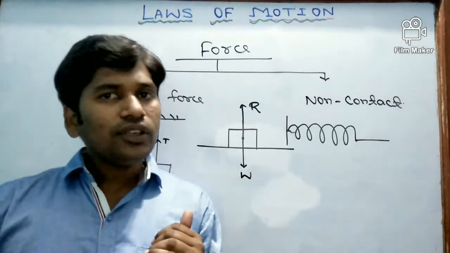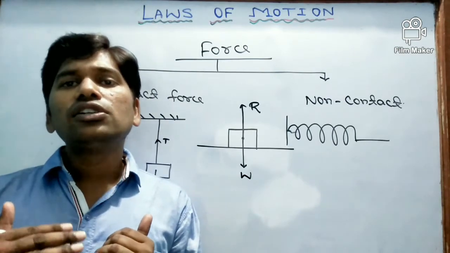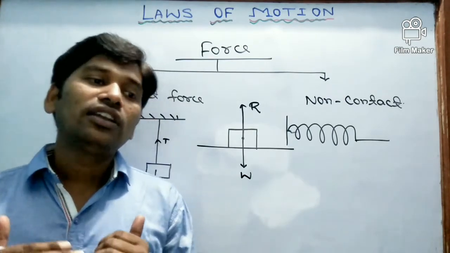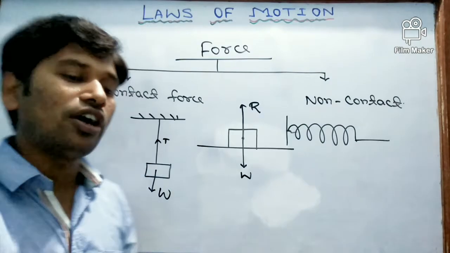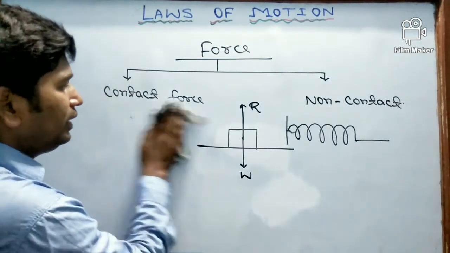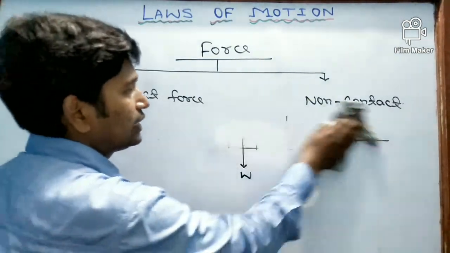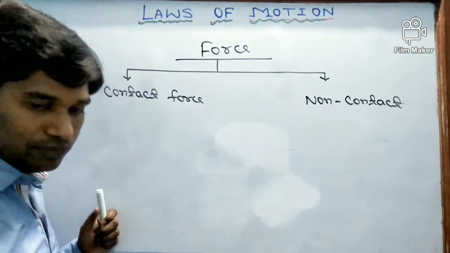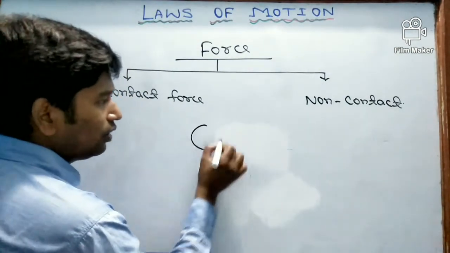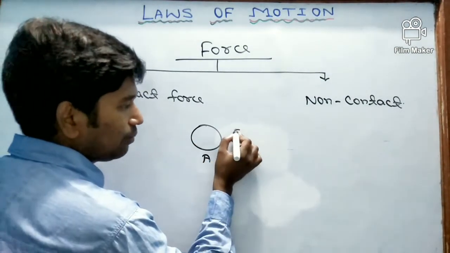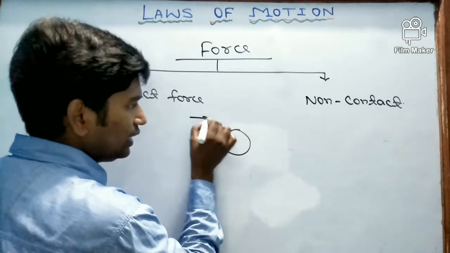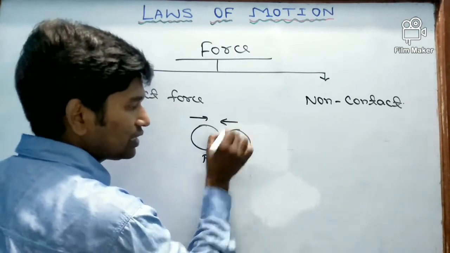Next, we will talk about collision, or force exerted during collision. So in this, what is happening? Two bodies collide. Let us see in this. Suppose we have a ball A and another ball B. A is moving in this direction and B is moving in this direction.